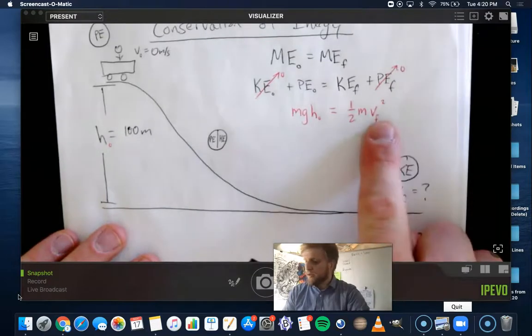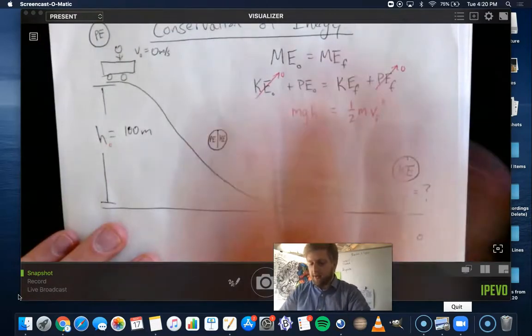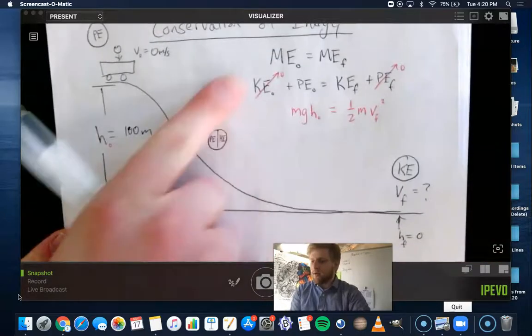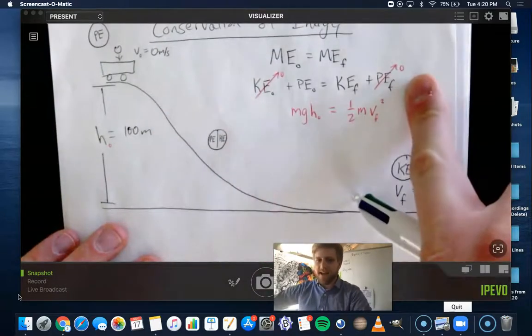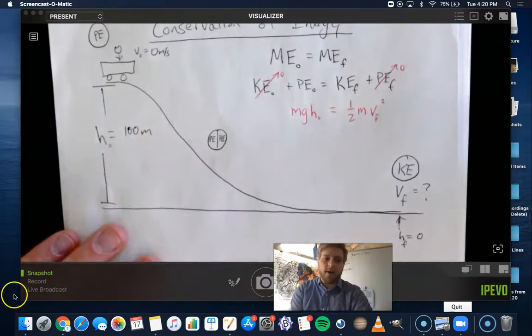All we're doing now is solving for final velocity. At this stage, we've done all the physics. We've set up the conservation of energy. We used our understanding of physics to cancel. Now it's just a matter of algebra and plugging in the numbers. So see if you can calculate that final velocity given that we've got a 100-meter tall hill.